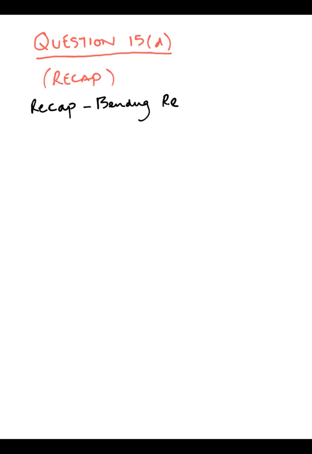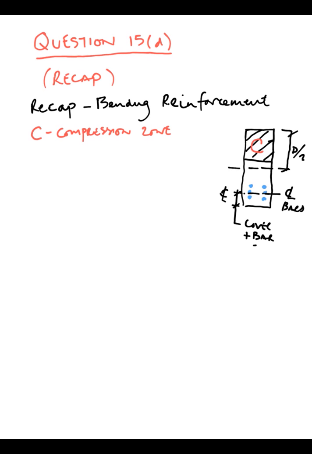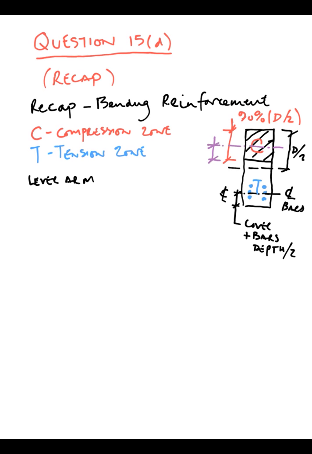So recapping on 15D, the bending reinforcement, we're going to draw out the section to show you the parameters that we've used, and the total depth of the section is D, so if we take half the depth, and 90% of this depth gives us our compression zone in the concrete, and we take the bars and the center line of the group of bars, the distance of that from the bottom of the section is a cover plus bar depth over 2, half the bar depth. And again, the compression zone is 90% D over 2, so T is the tension zone.